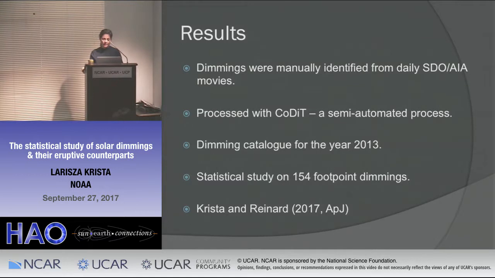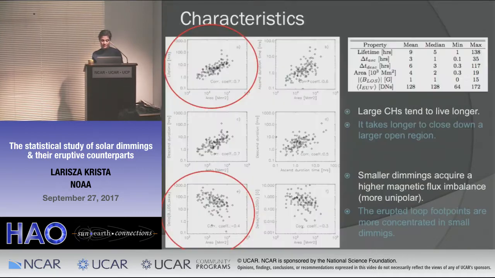And then these dimmings were also visually linked to flares and CMEs using the GOES X-ray catalogs and the Cactus, I think it was Cactus, a CME catalog. And so where possible, the dimmings were paired with their eruptive counterparts. So this work was published earlier this year in ApJ, so you can look it up if you like. So here are the results.